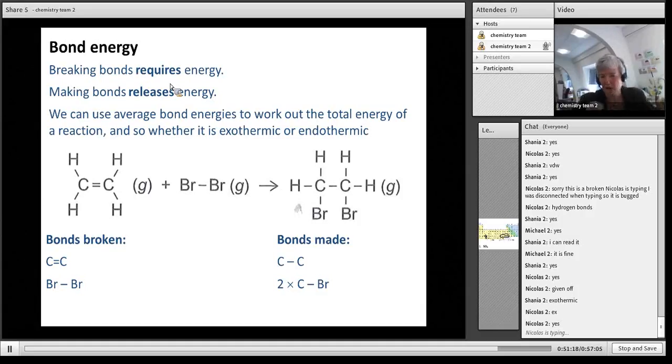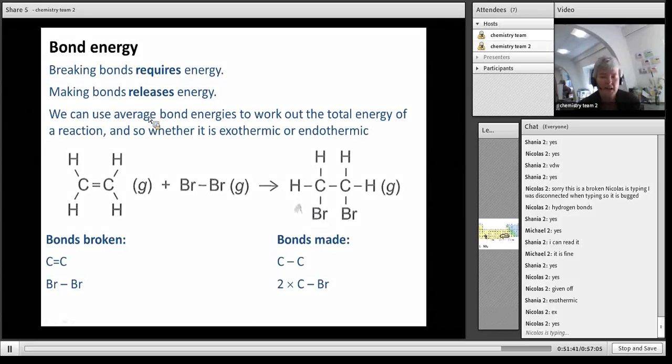So if I'm breaking an attraction, I have to add energy, whereas making bonds releases energy. If you've got two strong magnets, north and south pole, you'll feel that pull and then they'll snap together. So energy will be released when you make bonds.